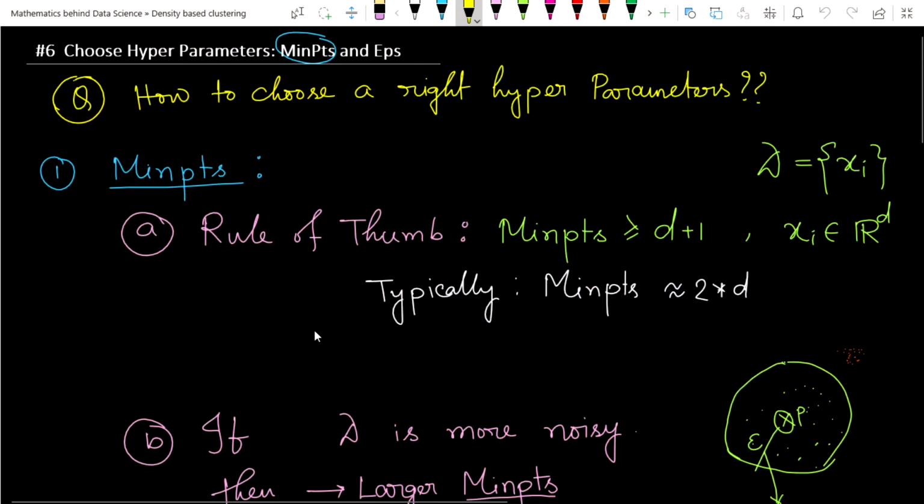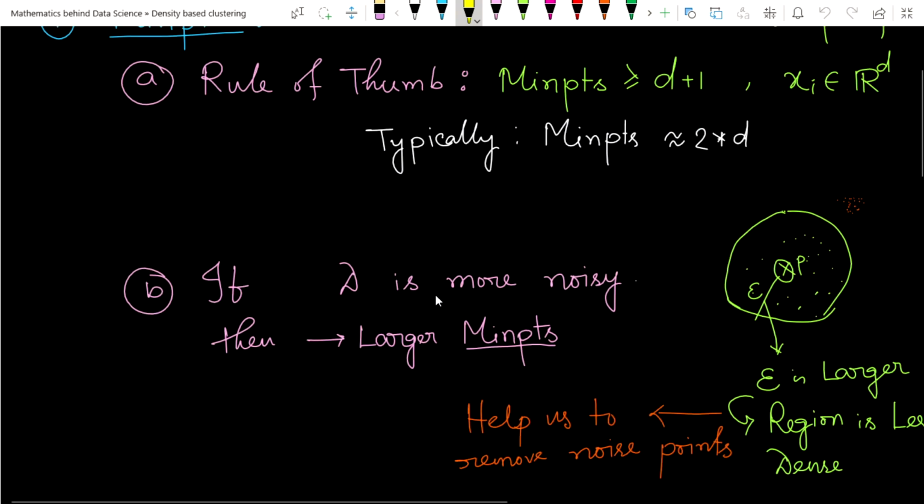So, just to recap. For finding the hyperparameter min points, there are in general three rules of thumb. The first is based on the dimensionality of the data: min points should be at least d plus 1, where d is the dimension of our data. Typically, we choose min points approximately equal to 2 times d.